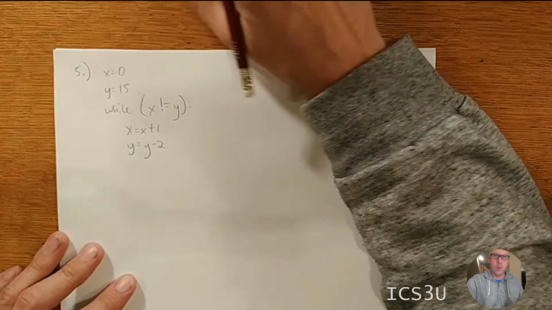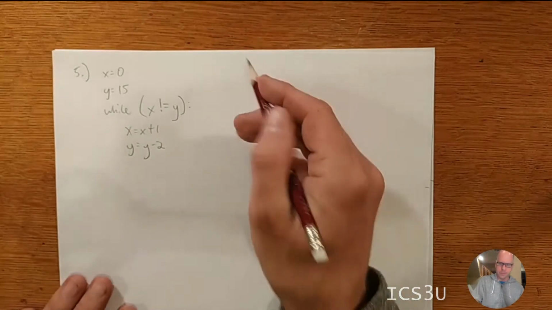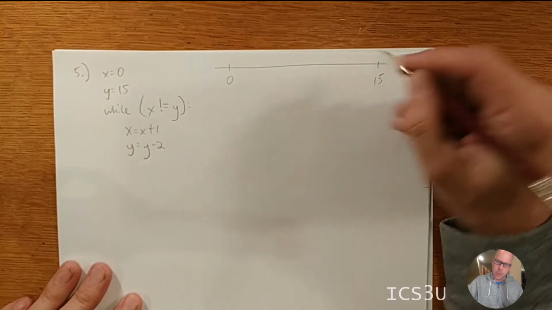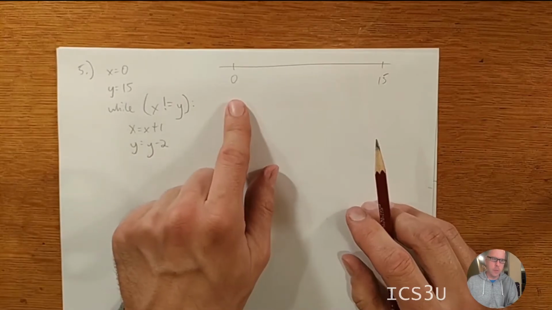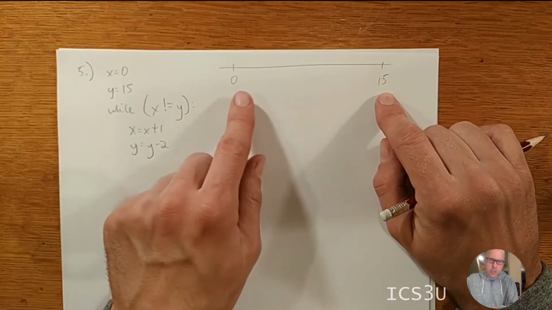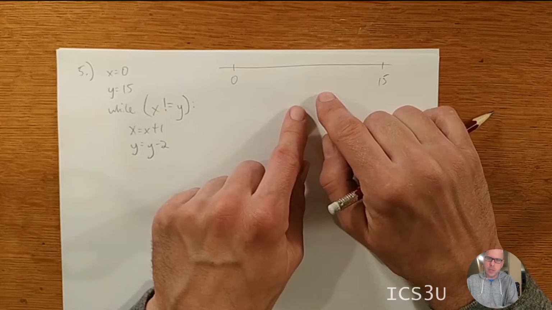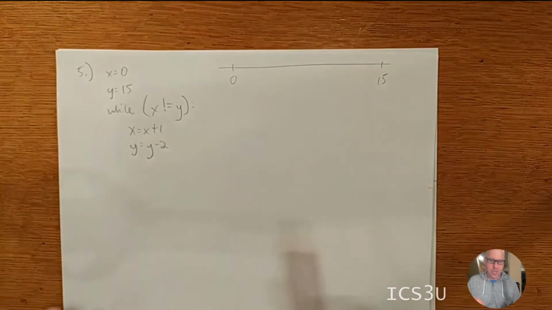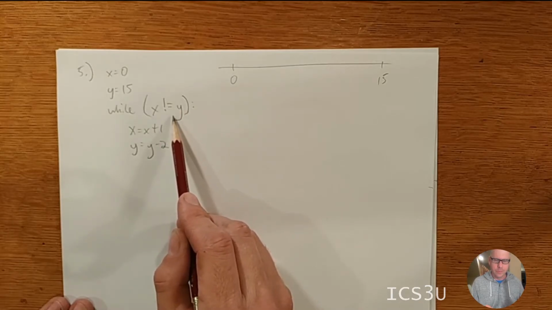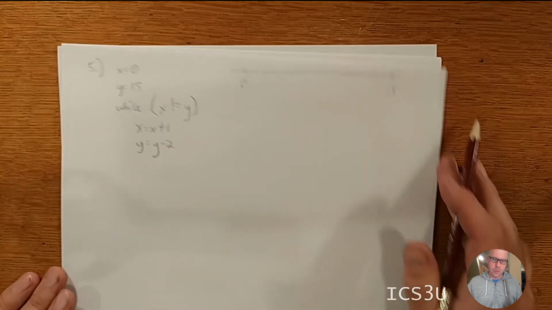So in this program, kind of an interesting program here, think of the number line. It's just kind of an aside. So we've got 0 and we've got 15 here. So x starts over here at 0 and y starts at 15. X is increasing by 1 each time, and y is decreasing by 2 each time. So you can see they're going to either intersect or hop over one another. If they do intersect, the while loop will end. If they don't intersect, something else will happen.